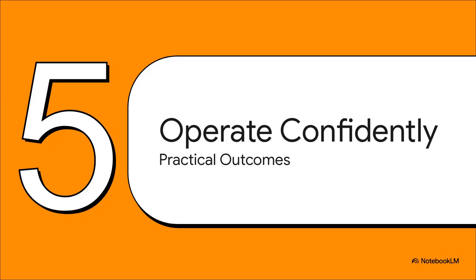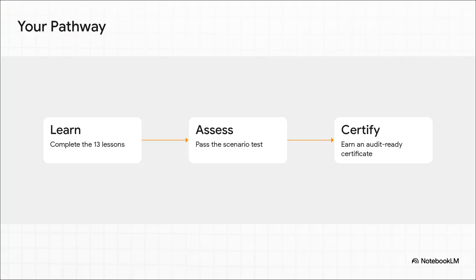And finally, Section 5, operate and host confidently. How do we get to that level of confidence? Well, the path is actually pretty straightforward. You'll complete the 13-lesson curriculum we just walked through, and then tackle the final assessment, aiming for an 80% or higher. And what's really cool is this assessment is entirely scenario-based. The questions are actually pulled directly from real-world FDA 483 observations and EU nonconformances. Pass that, and you've got yourself an audit-ready CPD and CEU-accredited certificate that drops right into your training file.